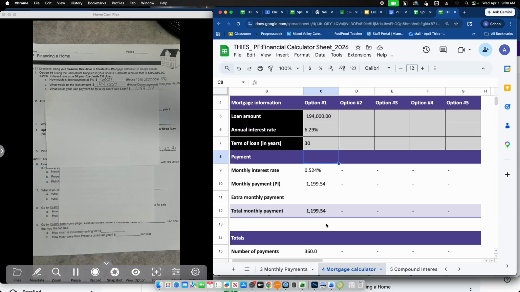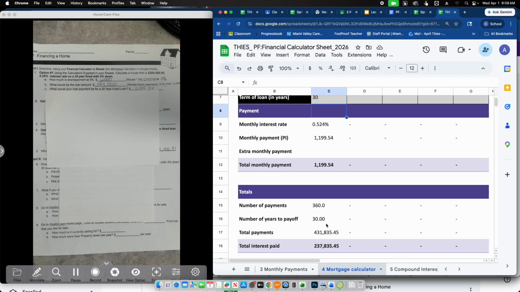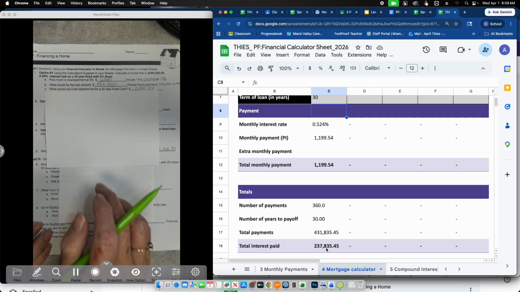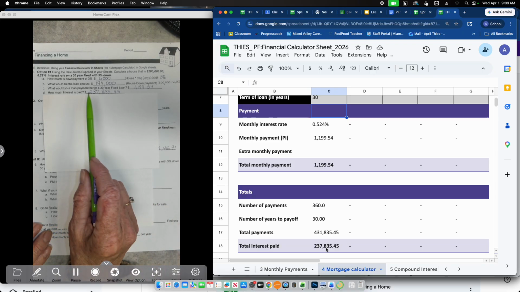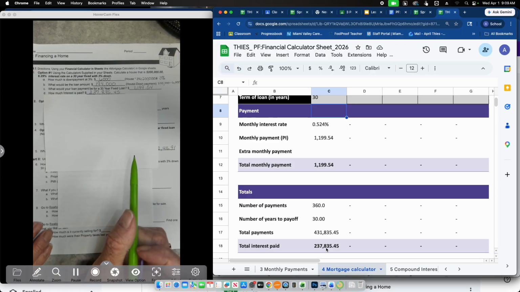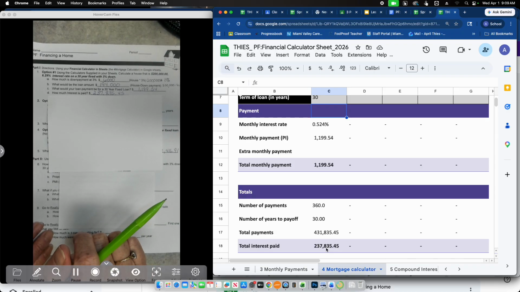The next question talks about how much interest. But I do want you to realize this is the number of payments 30 years would involve, and the number of years obviously is the 30 years. By the time it's all said and done, this is how much you will pay for that house, okay? Because you have to pay $237,853.45 in interest. This is if you pay everything on time and you never pay anything extra.